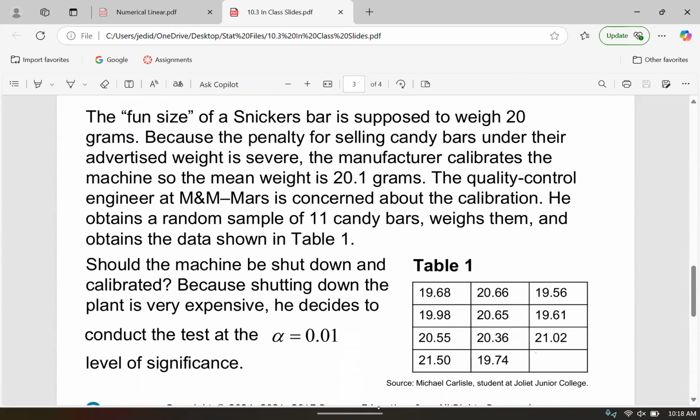Oh, I should have brought candy bars, but I didn't think about that. We have fun size Snickers bars that are supposed to weigh 20 grams. Because the penalty for selling candy bars under their advertised weight is severe, the manufacturer calibrates the machine so the mean weight is 20.1 grams. Quality control is concerned about this, takes a random sample of 11 candy bars and weighs them. So we want to look at our data values here and find, is our mean weight bigger than the 20 grams or smaller?